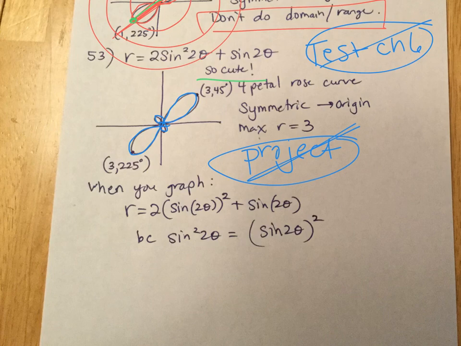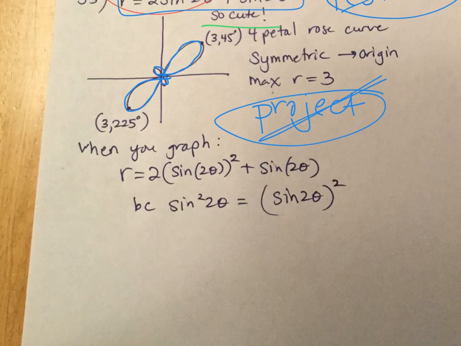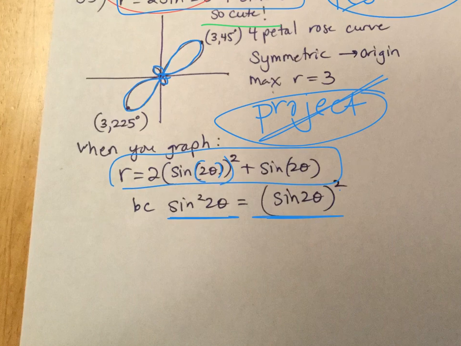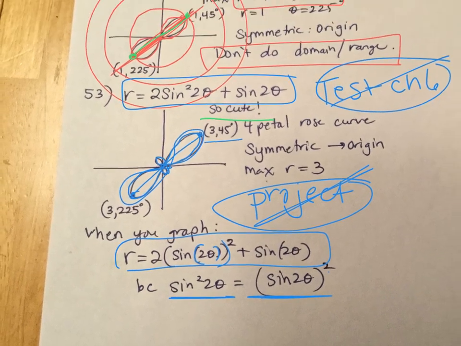But anyways, okay. So when you go to graph this guy right here, you're going to put this into your calculator. Because remember, sine squared of 2 theta is sine of 2 theta squared. And your calculator is going to give you a parenthesis. You have to close that, close the other parenthesis, and you will get this cute little thing. It has a maximum R value of 3 that occurs at 45. If you trace it, it'll follow the whole thing around. And then it's symmetric over the origin.